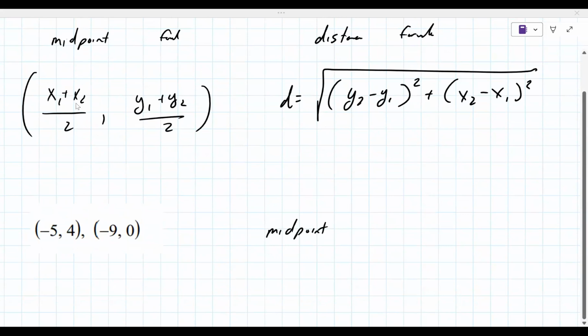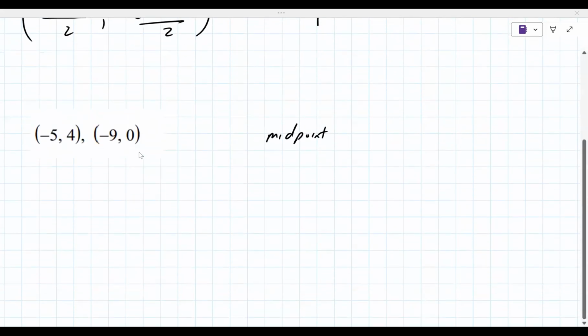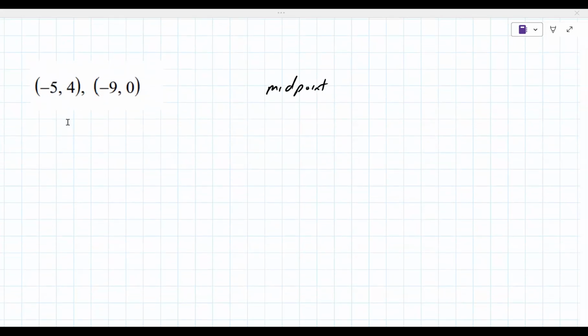You're adding up the x values and dividing by 2, adding up the y values, and dividing by 2. Yeah, -7 and 2. Right? Yeah, that works. All right. I mean, it's really not that difficult. I was overthinking it. It's really not that hard. You just put them in there.